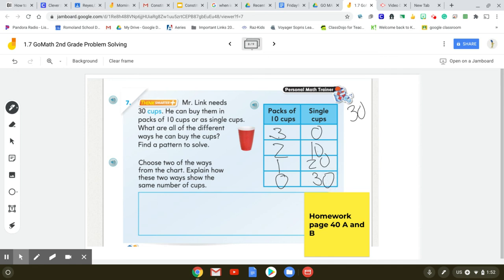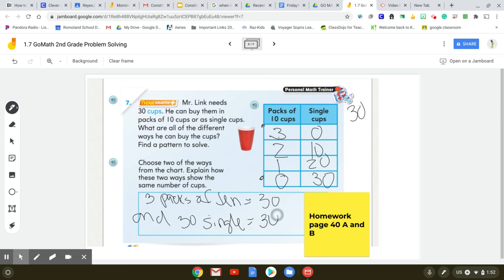Okay. Choose 2 of the ways from the chart. Explain how these 2 ways show the same number of cups. So how did they choose? Because they all, I'm going to take the first one and the last one. So 3 packs of 10 equals 30, and 30 singles equal 30.